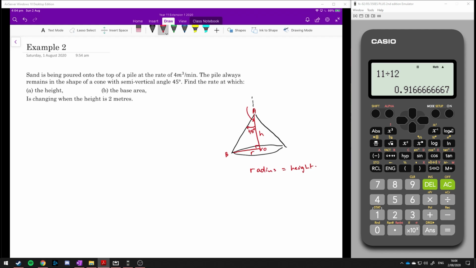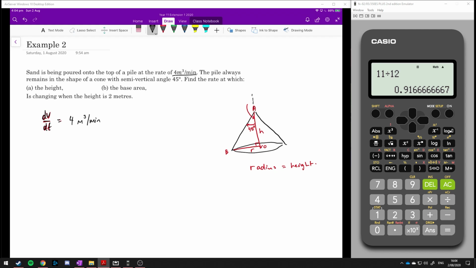Okay, the rate of change of volume is known to be dV/dt. So dV/dt is equal to 4, for the 4 meters cubed per minute. Okay, because the volume is changing with respect to time up here. Okay, so part A says the height. So we know that the volume of a cone is equal to 1/3 pi r squared h.